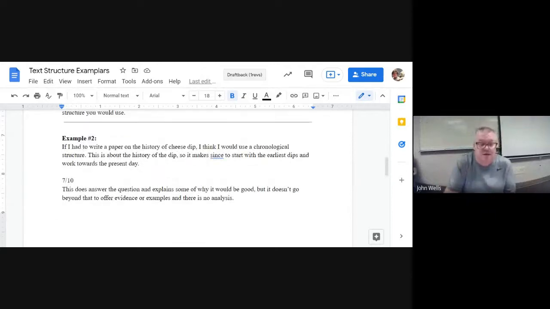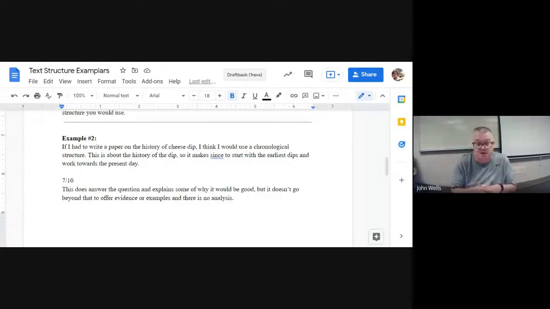Example number 2, if I had to write a paper about the history of cheese dip, I think I would use chronological structure. This is about the history of cheese dip, so it makes sense to start with the earliest and work to the present day. Obviously, there's a spelling error in there. This is the wrong sense, okay?